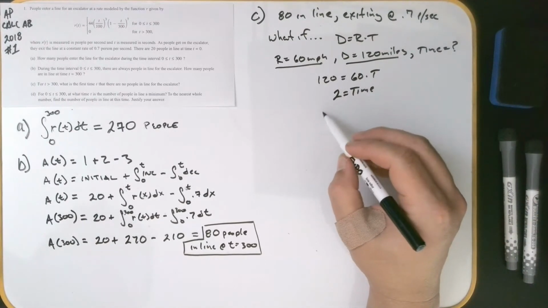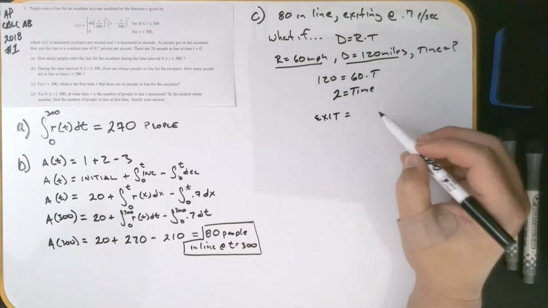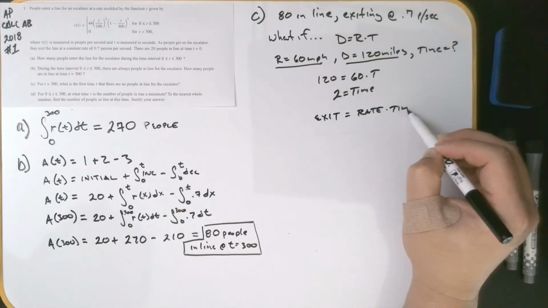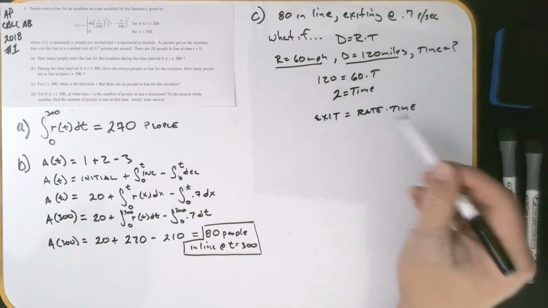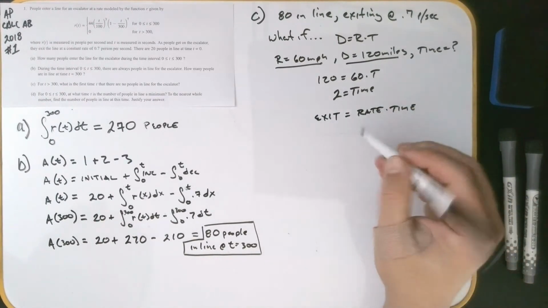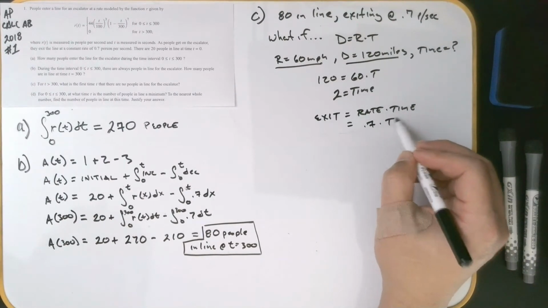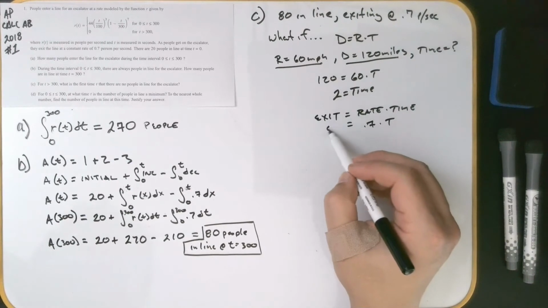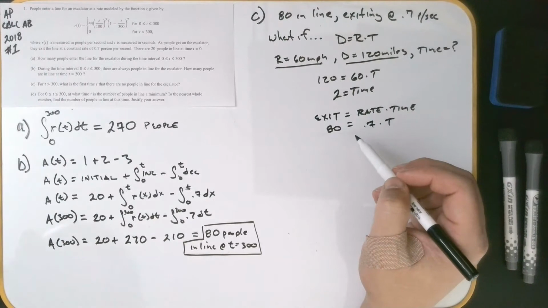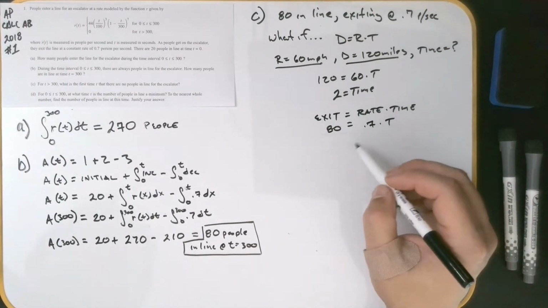So what we have here is we need how many people need to exit the line is equal to the rate they're exiting the line times the time. This is the equation. Instead of D equals RT, it's exiting is equal to rate times time. So the rate they're getting out of line is 0.7. We're solving for the time, and the amount left in line that need to exit is 80. So you just divide both sides. So 80 divided by 0.7 is going to equal 114.285.